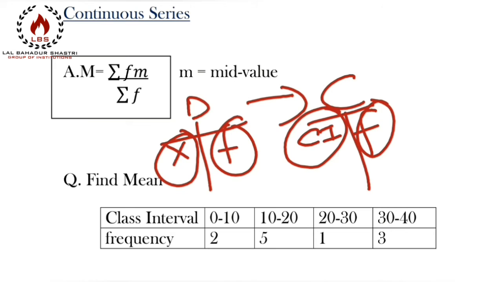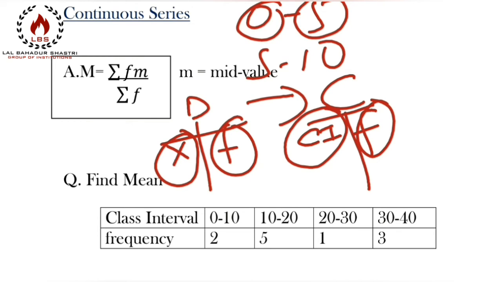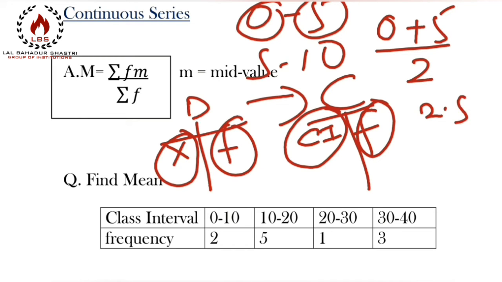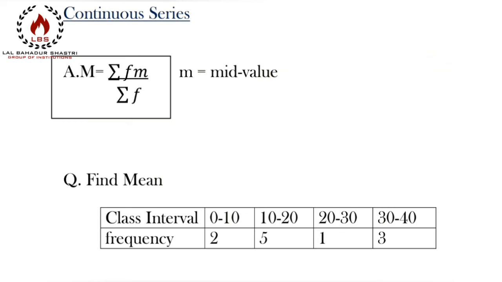तो अब क्या करना पड़ेगा हम लोगों को? We have to take the middle value. class interval की middle value मतलब if we have 0 to 5, 5 to 10, so lower value plus upper value divided by 2. 0 plus 5 divided by 2, that means 2.5. This is the middle value. So now our middle value is our observation.